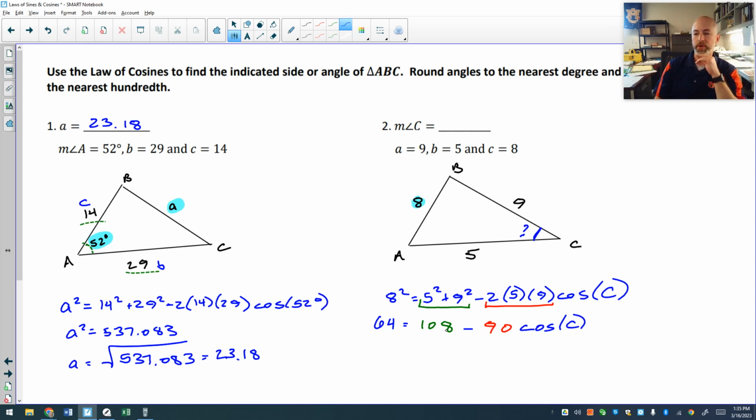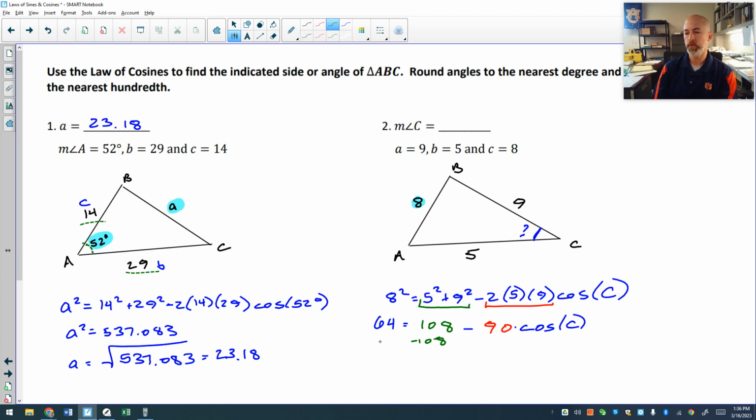People really want to go ahead and subtract 108 minus 90. But you can't do that because that is an act of subtraction, and 90 is being multiplied by the cosine of C. So we cannot subtract before that multiplication is carried out. And since cosine C is a variable, I can't really do anything with that. So to solve for the C, what I need to do first is subtract the 108.